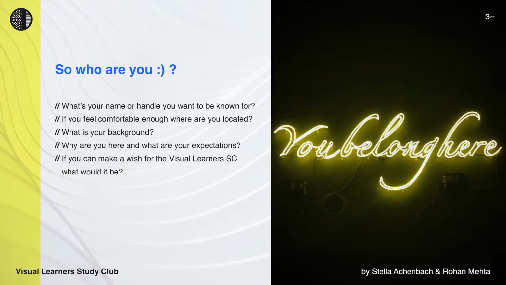Hi, so I'll just give a brief introduction of us again. This is me, Rohan, and there's Stella. We both are the study hosts of Visual Learner Study Club, and this is a part of the TE Fundamental Study Groups. We are going through the coursework of the Token Engineering Academy's TE Fundamentals course. That's our introduction.